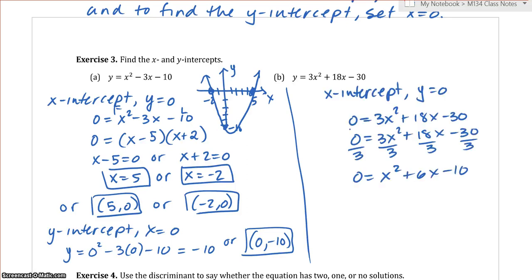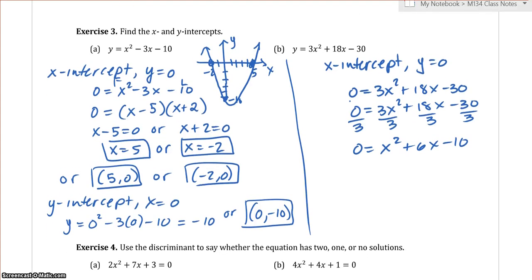So again, we plugged in y equals 0 to find the x-intercept. I went ahead and divided everything by 3, and I noticed this does not factor. 2 factors of 10 that add up to 6 does not work. So I'm going to do what we did in our last video, and I am going to use the quadratic formula. Again, you always write down the quadratic formula first. And then what is the A? The A is 1, the B is 6, and the C is -10.